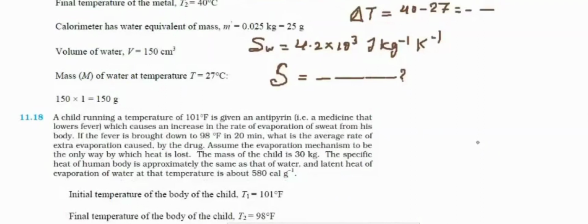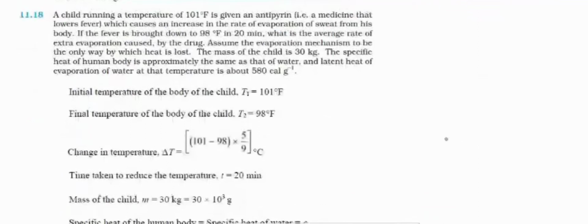Now, next question 80. A child running a temperature of 101 degree Fahrenheit is given medicine that lowers fever, which causes an increase in the rate of evaporation of sweat from his body. If the fever is brought down to 98 degree Fahrenheit in 20 minutes, what is the average rate of extra evaporation caused by the drug? Assume the evaporation mechanism to be the only way by which heat is lost. The mass of the child is 30 kilogram. The specific heat of human body is approximately the same as that of water, and latent heat of evaporation of water at that temperature is about 580 calorie per gram.